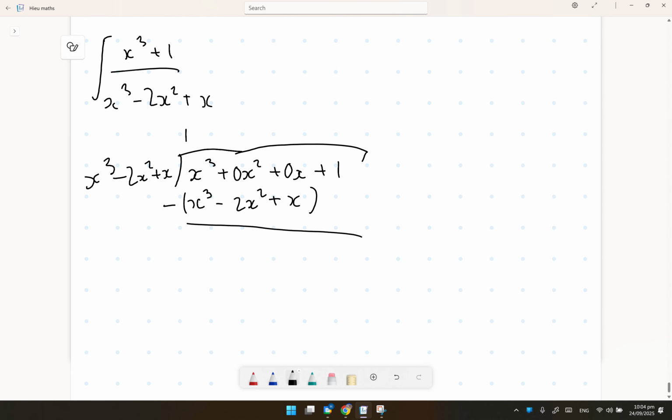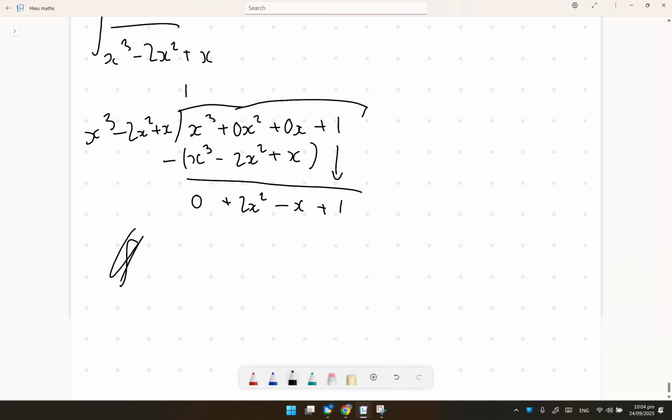So x cubed minus x cubed, that's 0. 0 minus minus 2x squared, minus is plus, so that's plus 2x squared. 0 minus x is minus x. And the 1 goes down here, plus 1. And therefore, the answer is going to be 1 with a remainder here. If you remember, when we have px over qx, it's going to give us a polynomial or some kind of function plus the remainder over qx, the original denominator.